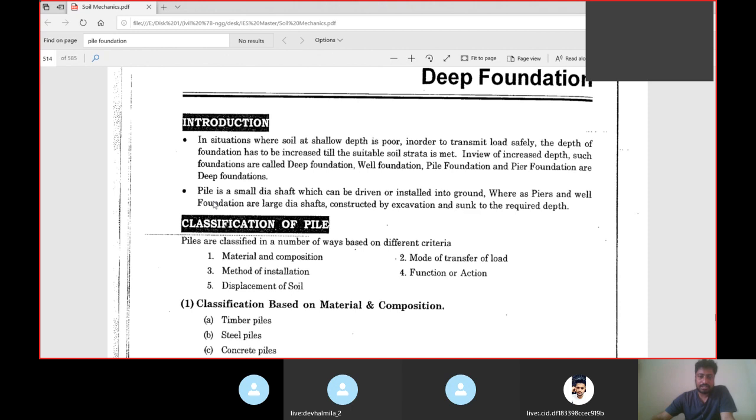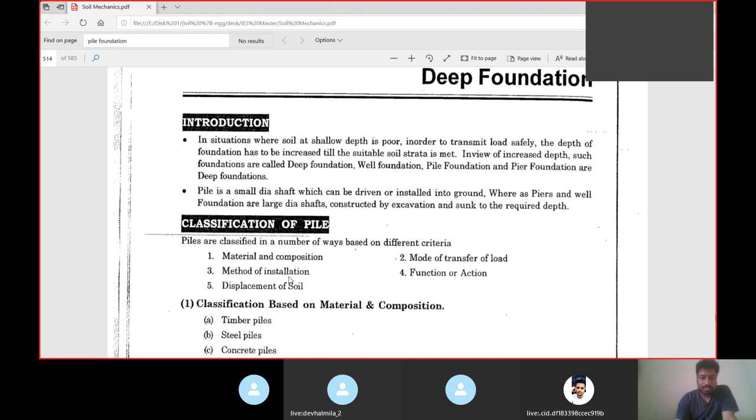Whereas pier and well foundation are large diameter shafts constructed by excavation and sunk to the required depth, right? So when I say pier foundation or well type foundation, these are basically large diameter shafts. When I say shafts, it is basically a circular section having a large diameter, constructed by excavating the soil mass and sunk to the required depth. When I say sunk to the required depth, that means well foundation, right? The well type of foundation is sunk into the soil mass, from water to the soil mass. These types of foundation we'll be discussing in later classes.